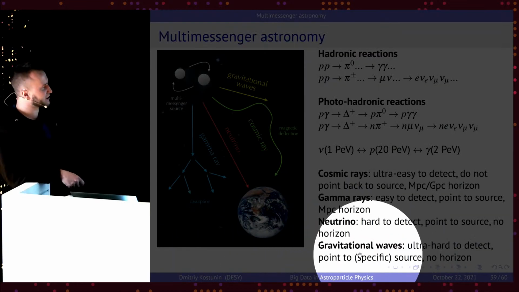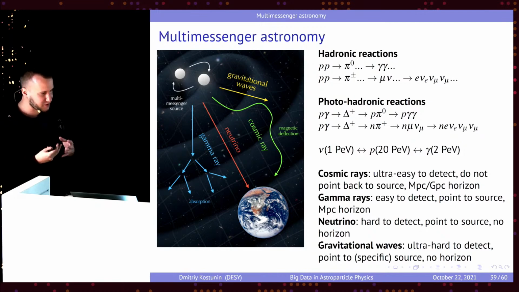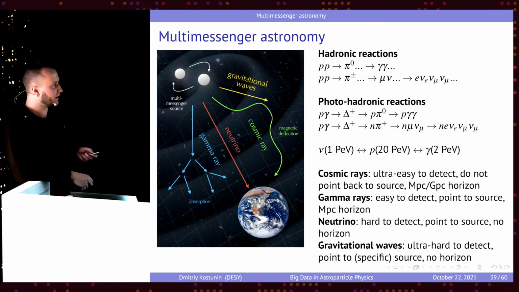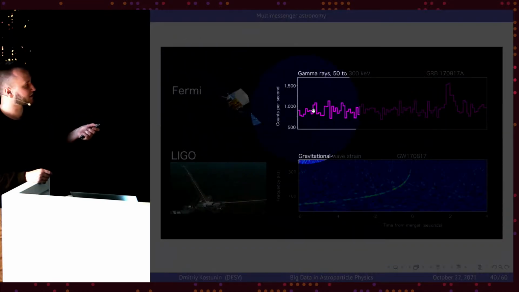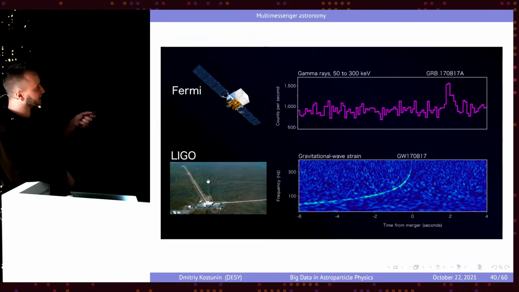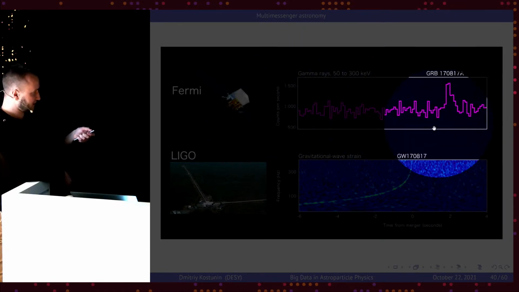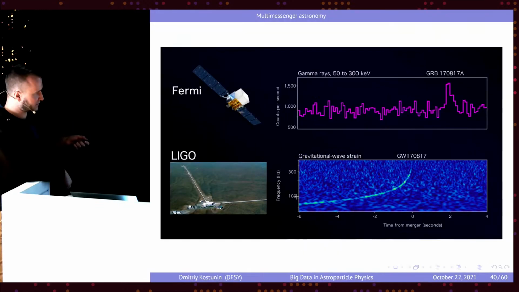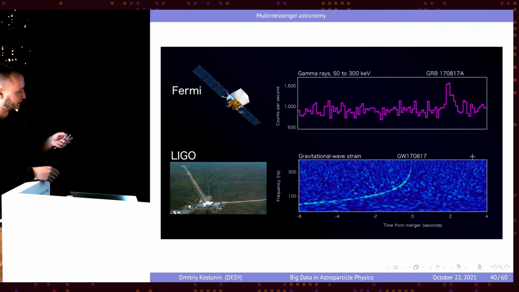In principle they point to a specific source and also have no horizon, but they give us hints on what is going on in the very extreme cases. Okay, so I guess you heard about this very famous multi-messenger detection. I guess it's the most important one. The Fermi satellite, which detects gamma rays in the hard X-ray regime, detected coincidentally a signal from a neutron star merger, which was also detected by LIGO.